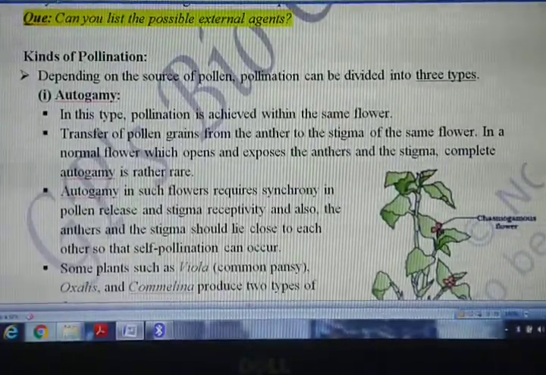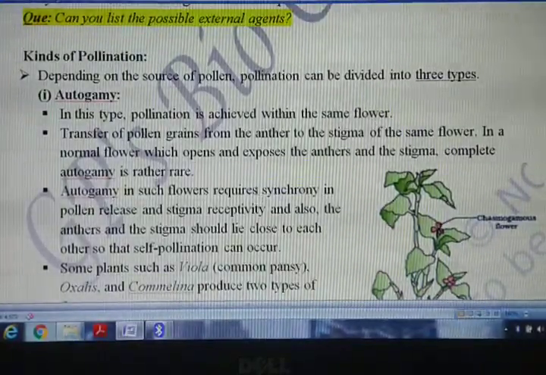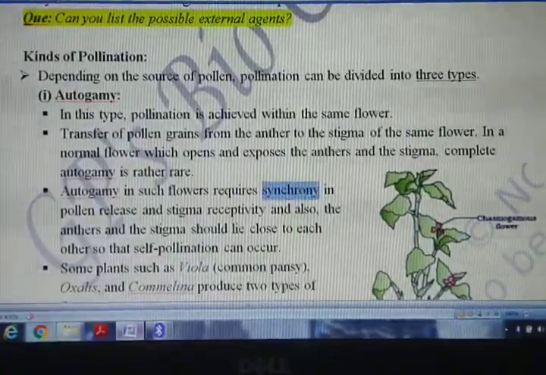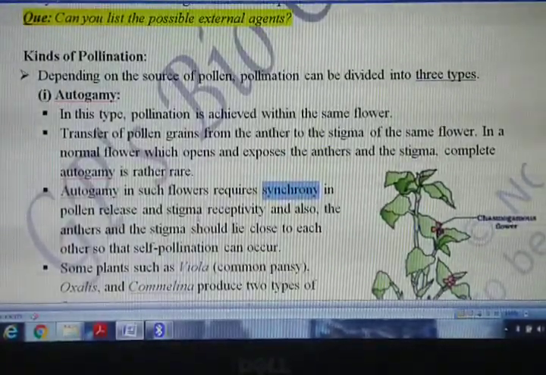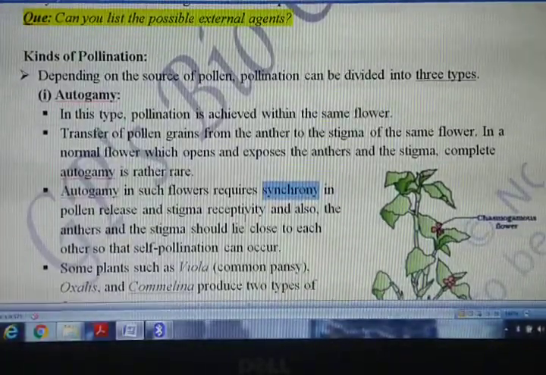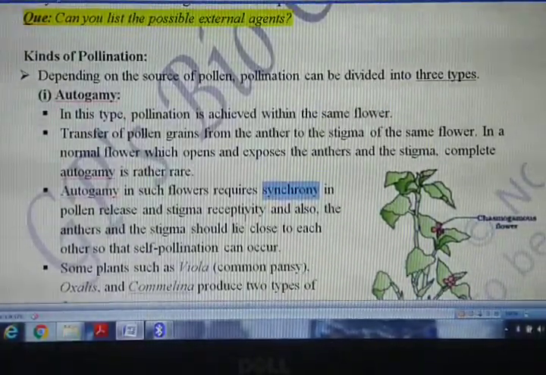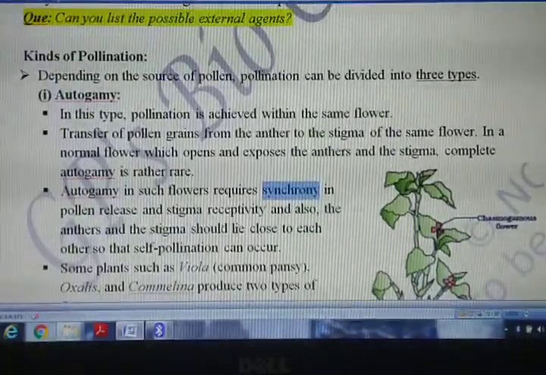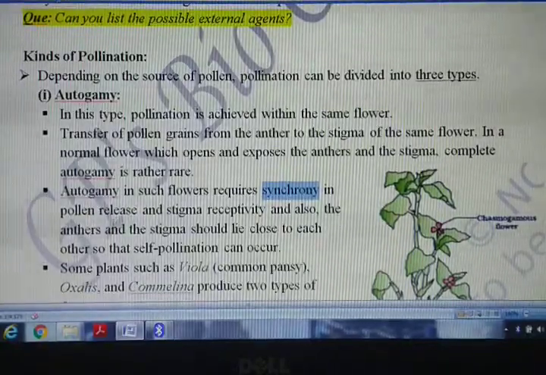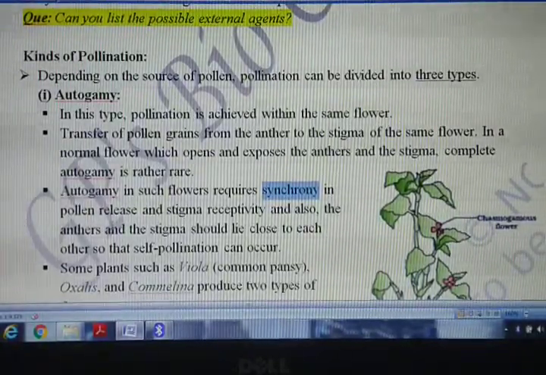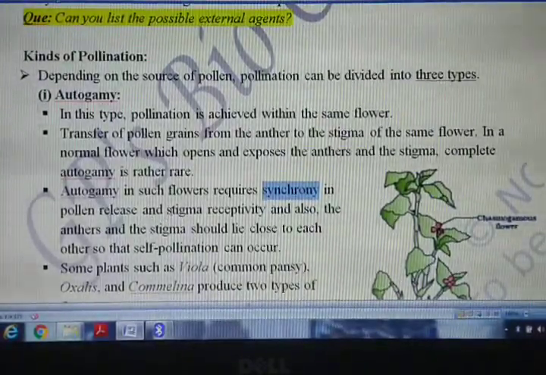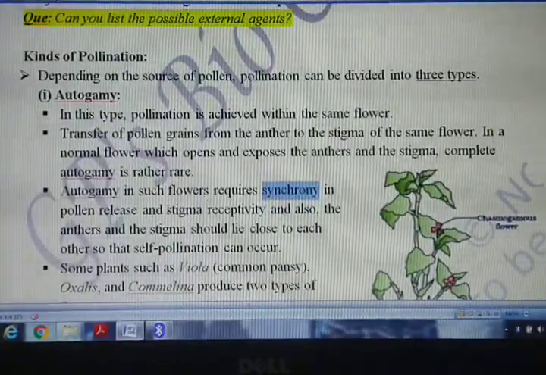Now autogamy in such flowers requires synchrony. What is the meaning of synchrony? मतलब ये हुआ कि the anther and the stigma, both of them should become mature at the same time, simultaneously, or the pollen grains should be released, and that takes place only at maturity. And simultaneously the stigma, that is the carpel, is also mature.